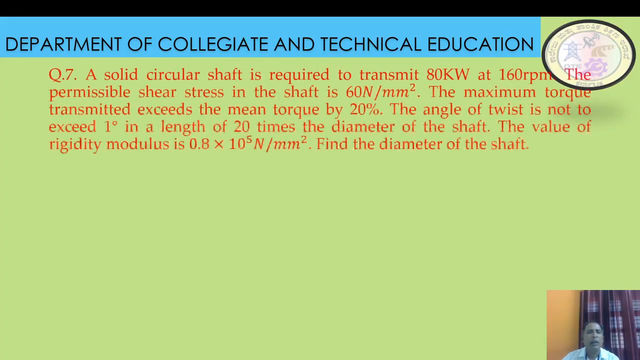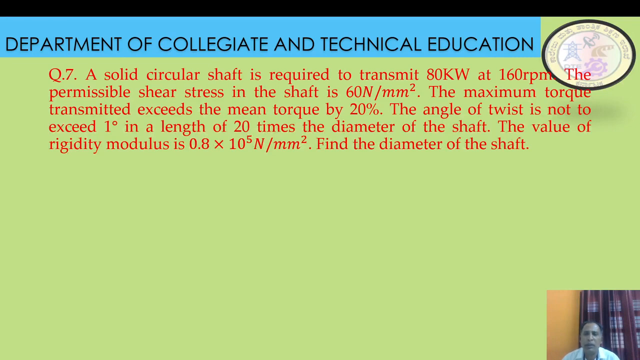Second problem. A solid circular shaft is required to transmit 80 kilowatt at 160 rpm. The permissible shear stress in the shaft is 60 Newton per mm square, and the maximum torque transmitted exceeds the mean torque by 20%. The angle of twist is not to exceed 1 degree in a length of 20 times the diameter of the shaft. The value of rigidity modulus is 0.8 into 10 raised to 5 Newton per mm square. Then find the diameter of the shaft.